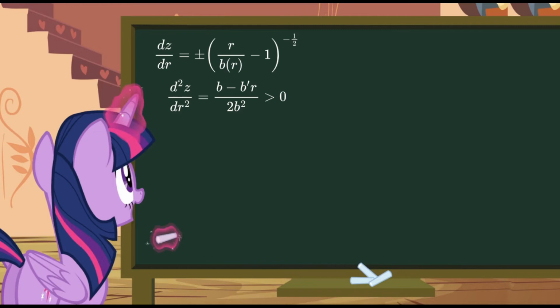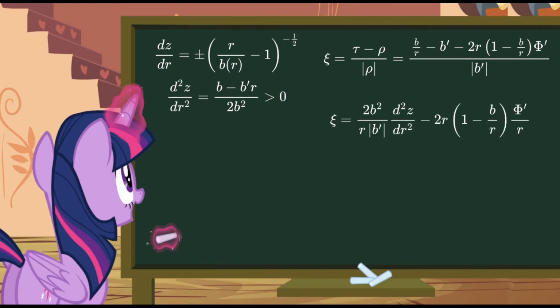The second derivative of z must be bigger than 0 so that we have the flaring out condition. This is the exoticity function that will be used to find the energy condition of the wormhole. We can combine the exoticity function and the flaring out condition to produce this equation. We know that the energy density must be finite, consequently the derivative of b is finite too.